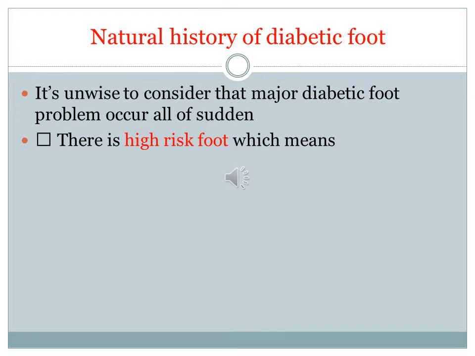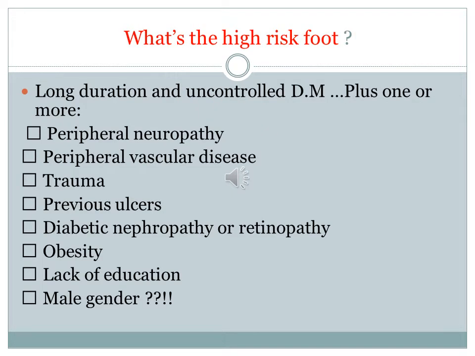Natural history of diabetic foot. It is unwise to consider that major diabetic foot problems occur all of a sudden. There is the high-risk foot. What is the meaning of high-risk foot? High-risk foot means long duration and uncontrolled diabetes mellitus plus one or more of the following: peripheral neuropathy, peripheral vascular disease, trauma, previous ulcers, diabetic neuropathy or retinopathy, obesity, lack of education, and if the gender is male.